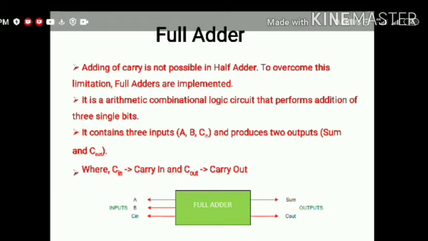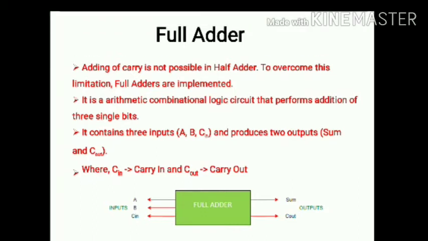Next we'll see full adder. Adding of carry is not possible in half adder. To overcome this limitation, full adders are implemented. It is an arithmetic combinational logic circuit that performs addition of 3 single bits. It contains 3 inputs. The inputs are A, B, C in and produces 2 outputs, sum and C out. See the block diagram where C in is carry in, C out is carry out.